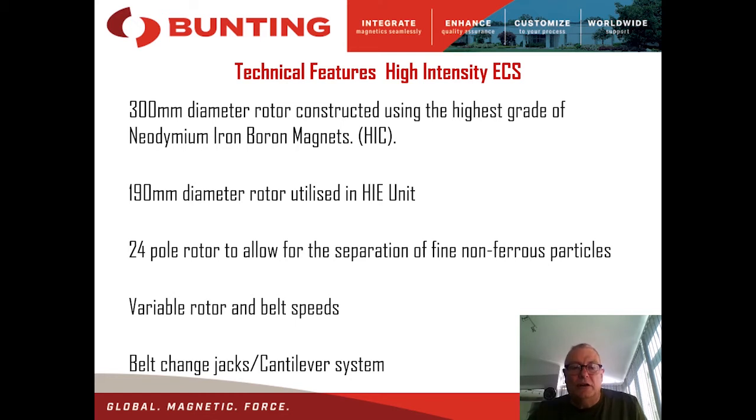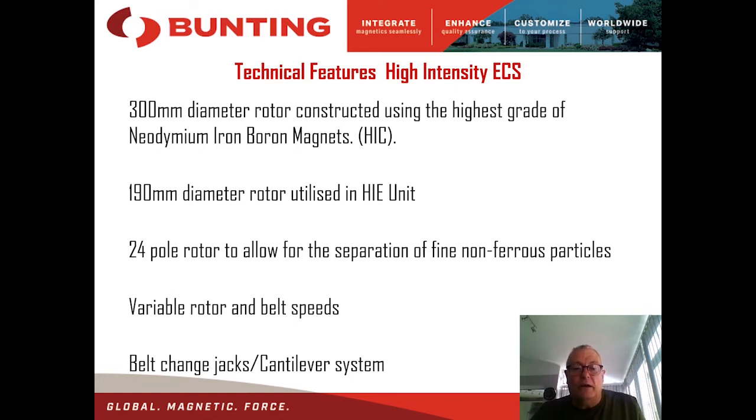Variable rotor and belt speed control the degree of projection of a particle from the belt surface, as we talked about before. A key issue is the difference between the feed speed on the belt and the speed of the motor. That has a key effect on the throw of the conductive material, and both of these are independently controllable on the control panel.